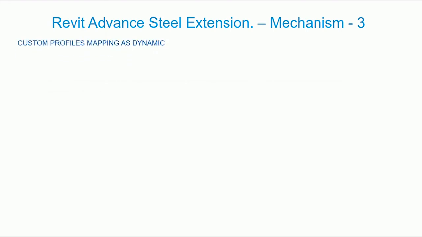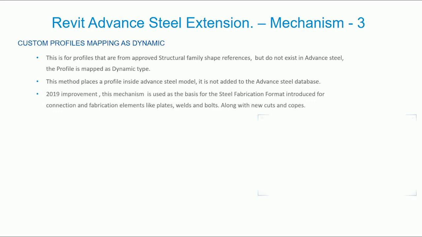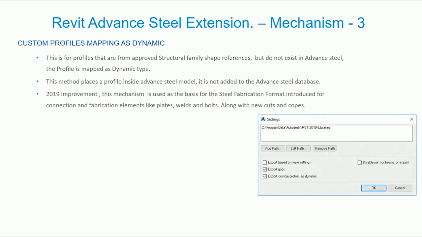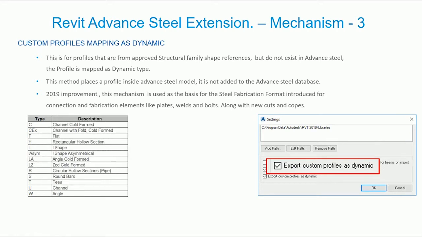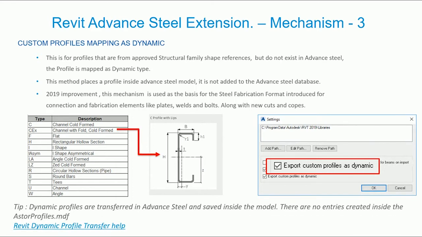So a little bit more about the extension. This is what I call mechanism 3, but it's the dynamic method. Dynamic is activated by checking this tick box down in the bottom, and when it says custom profiles, it actually means profiles that are not of a standard, approved Autodesk family, but might be the same shape as something else that you use.